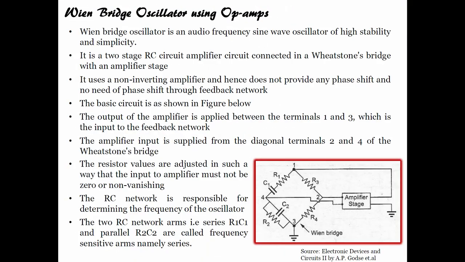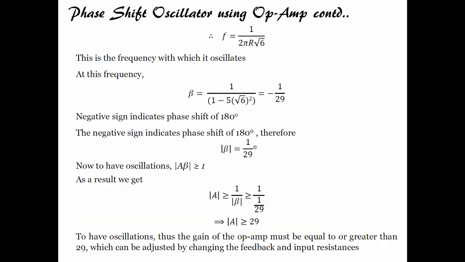If you come back to the screen, what we see is that if we have beta equals 1 by 29 and gain greater than or equal to 29, then the magnitude of A times beta would be greater than or equal to 1, and I have a phase shift of 0 degrees or 360 degrees. Thus, I am satisfying the Barkhausen criteria. Thus, to have oscillations, the gain of the op amp must be equal to or greater than 29, which can be adjusted by changing the feedback and input resistance.